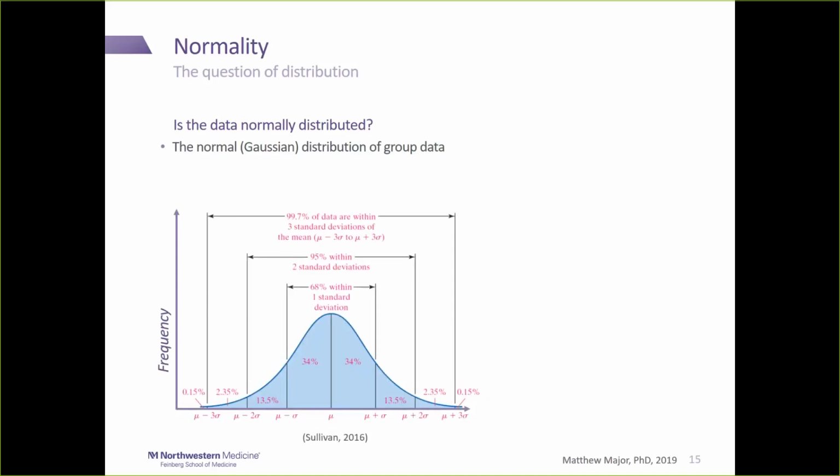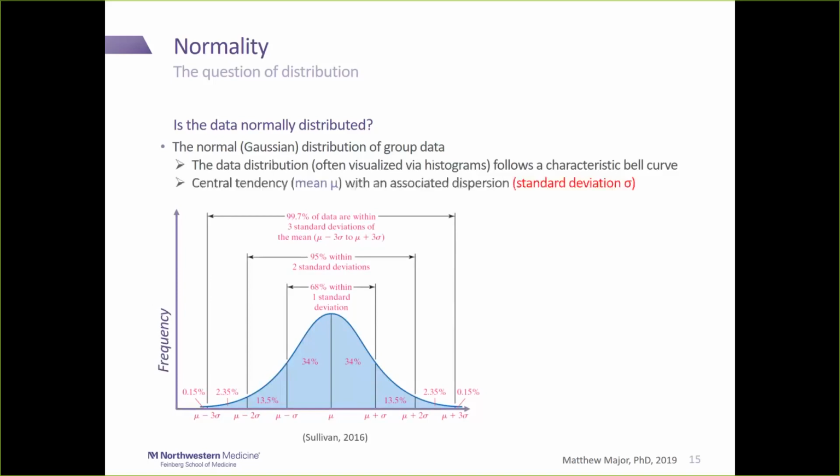Most of that data, most of those individuals and those samples, are grouped around the mean in this case. As they begin to trail out, as the standard deviation increases, you get less and less individuals, less frequency in those tail ends. And of course, the data distribution is often visualized through these histograms you see on the bottom. And as I mentioned, it follows that characteristic bell curve. The central tendency in this case is the mean, and you have an associated dispersion. That's your standard deviation.